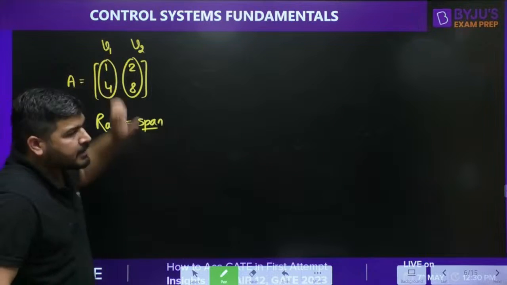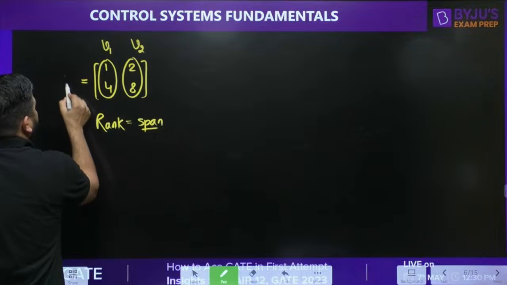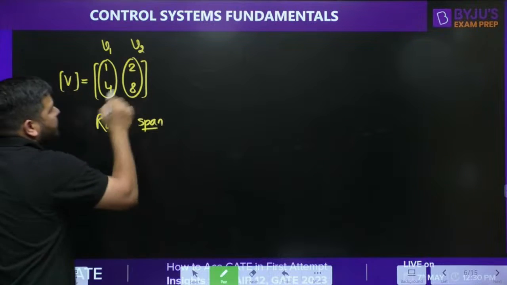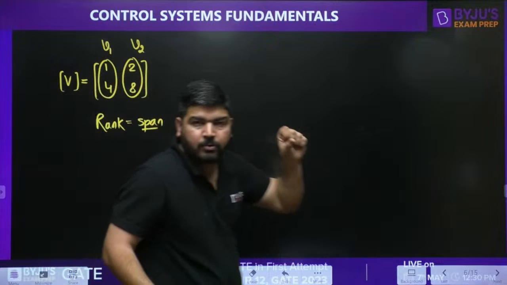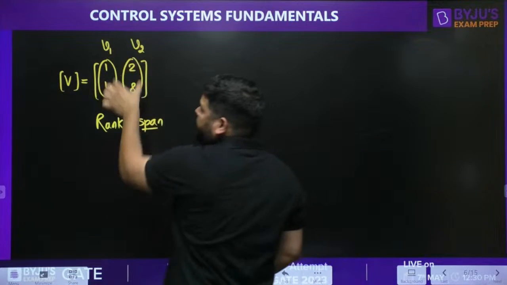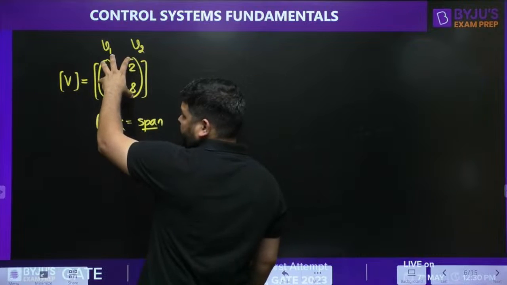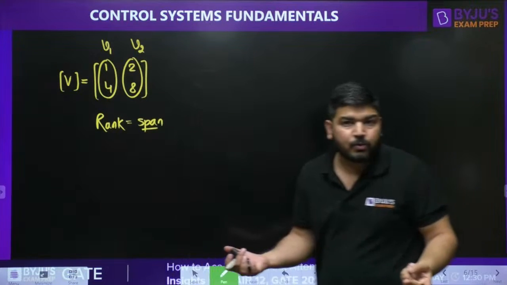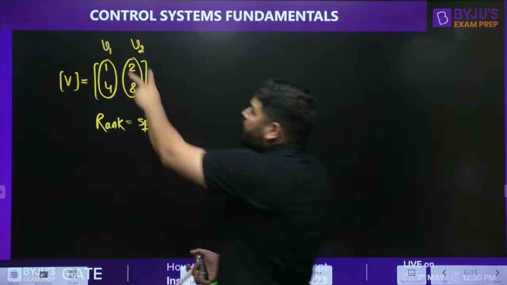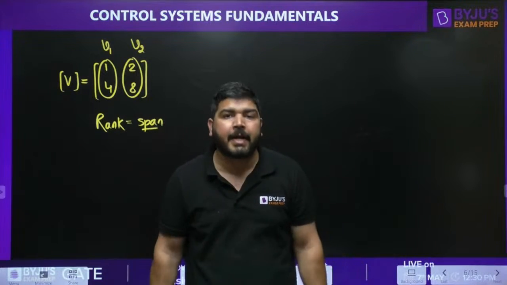So if any matrix is provided to you, let's call it some matrix V. In which the first column is V1, the second column is V2. So it has two vectors. Now we need to calculate the rank. If the rank of this matrix is 2, let's say, it means the span is 2D. And the number of vectors is also 2. So they are equal. If they are equal, they will be linearly independent.